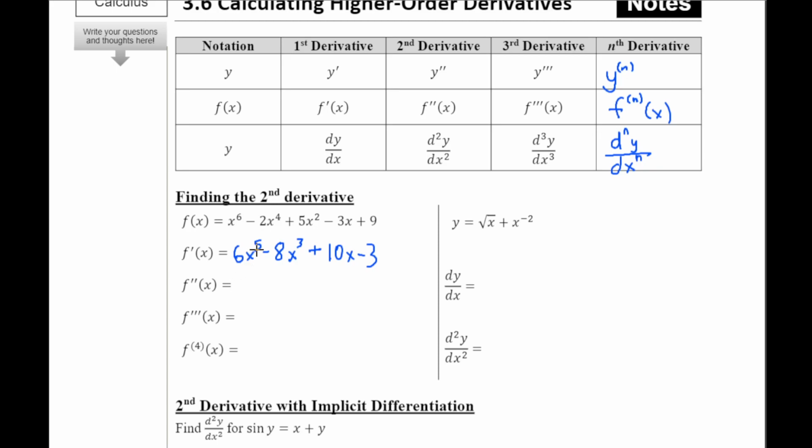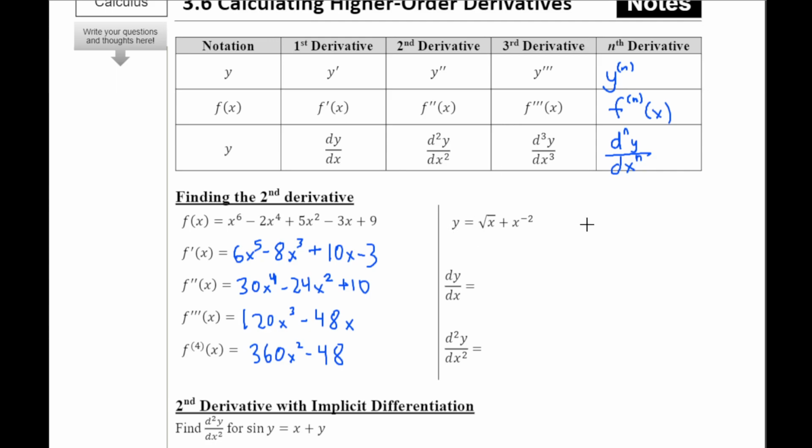Bring the 5 down, 6 times 5 is 30, x to the fourth. Sorry, I keep making my 4's accidentally look like 9's. That's not a good habit. Minus 24x squared plus 10. The third derivative is 120x cubed minus 48x. And then the fourth derivative is 360x squared minus 48. Shouldn't be bad at all.